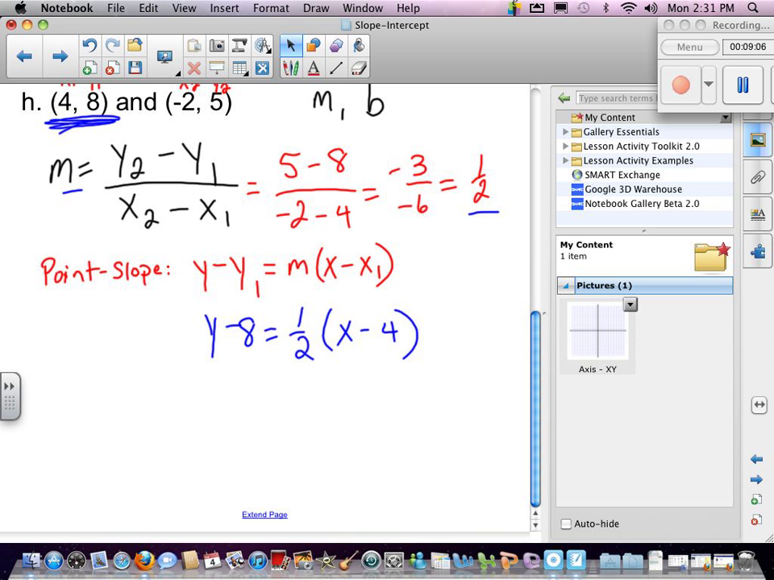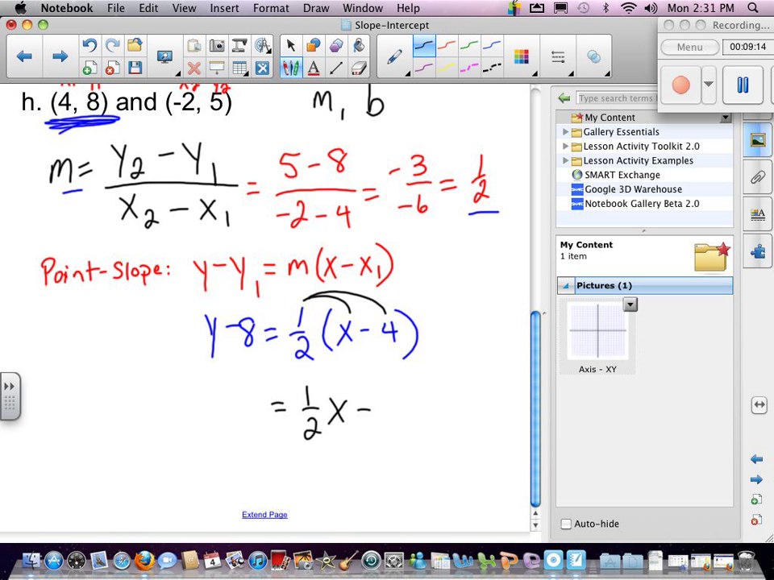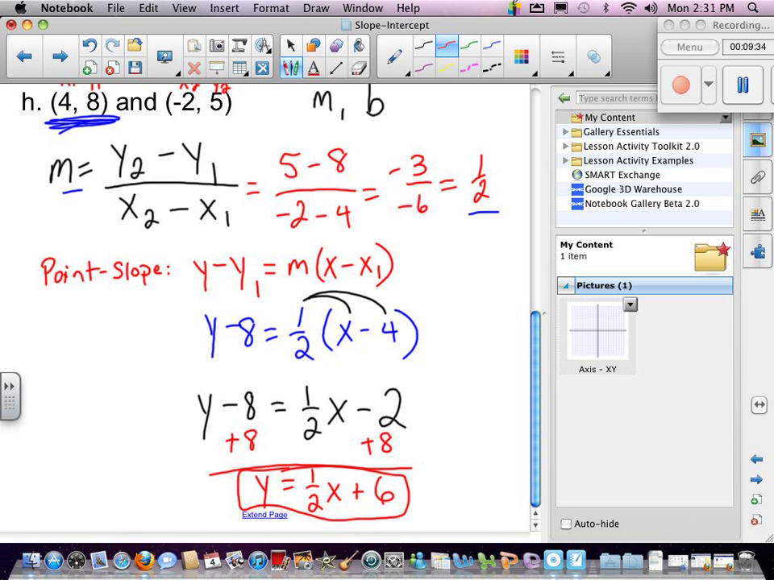Now we're supposed to be getting this in slope-intercept form, which means we're going to solve it for y. So in order to solve it for y, what I'm going to do first is distribute. 1/2 times negative 4 is negative 2. And then if I'm solving this for y, I'm going to add 8. So this would be y equals 1/2 x plus 6. And that's our answer.